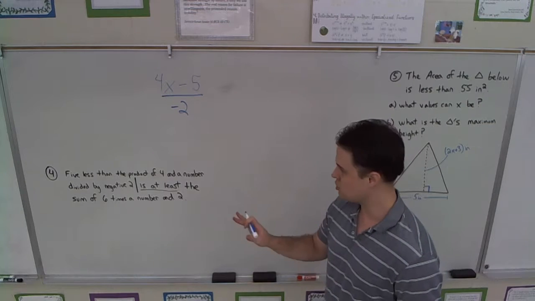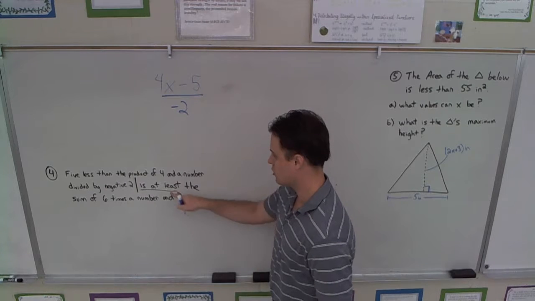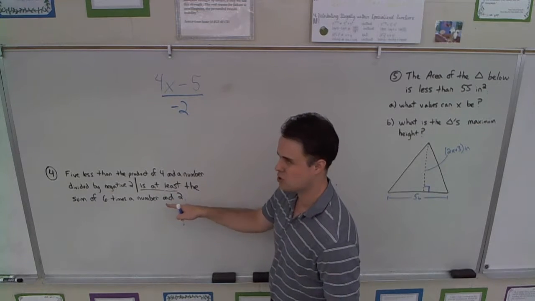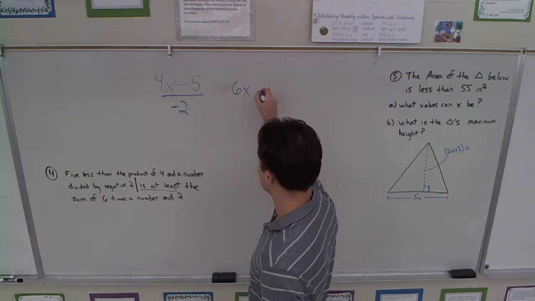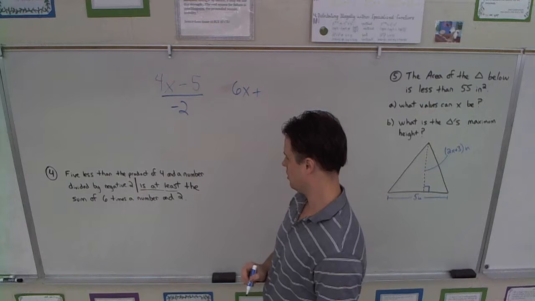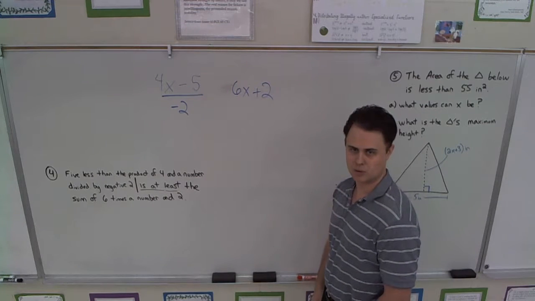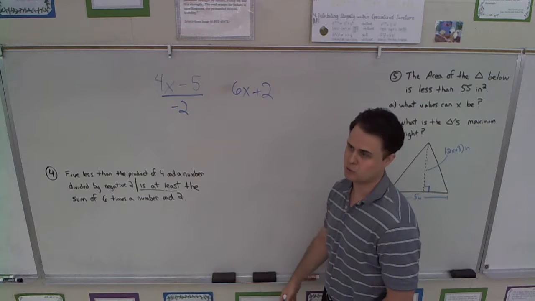Okay, so there's that. Then let's do the other side and we'll worry about what goes in the middle in a second. So that's the middle part. The sum of 6 times a number, 6x, sum, so that's plus, and 2. We're okay with that? So now the question is, is this equal to, less than, greater than, or equal to what?